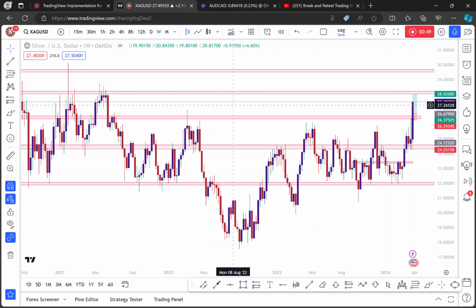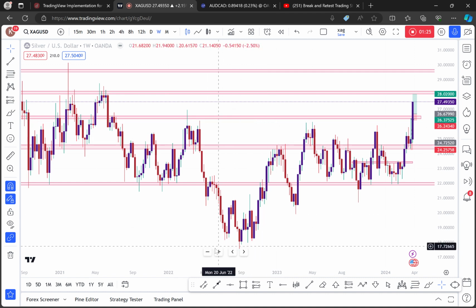As you can see, I have identified my main support zones and resistance zones. So if you, as a forex trader, want to trade the break and retest strategy, it's a must for you to first spot your support and resistance zones. These are the strongest positions where price just found some equilibrium.